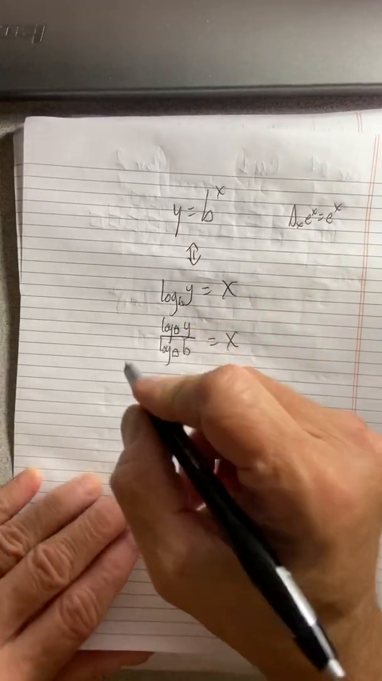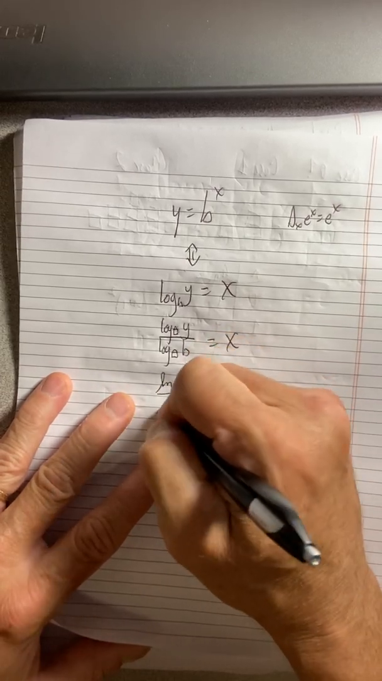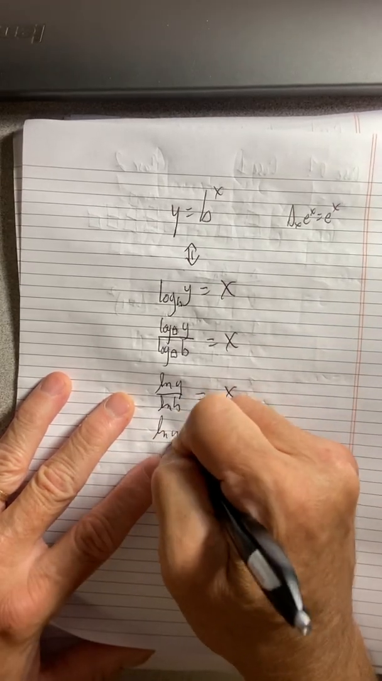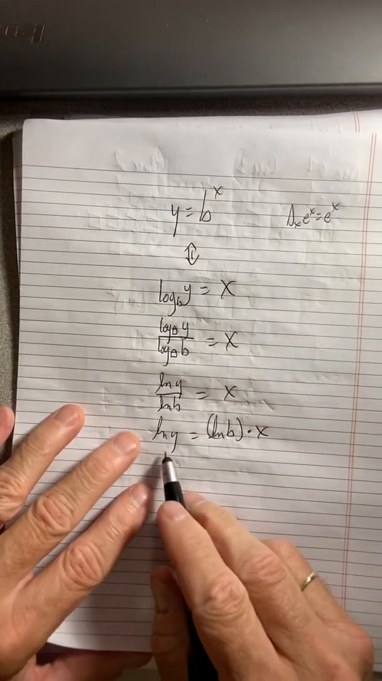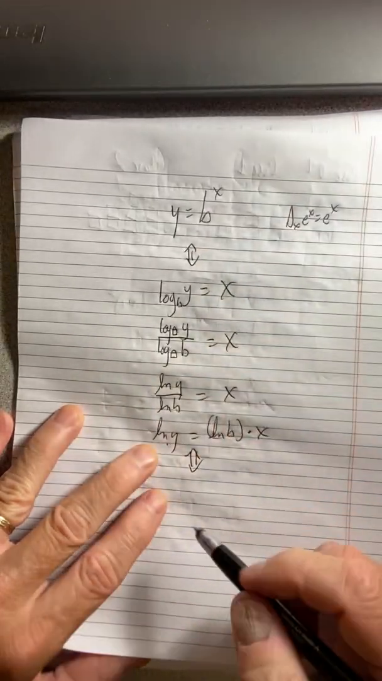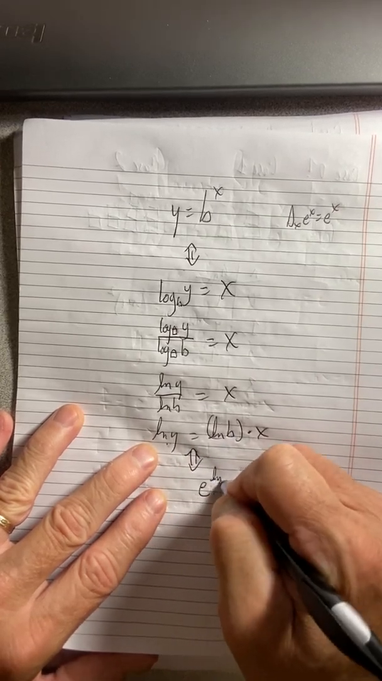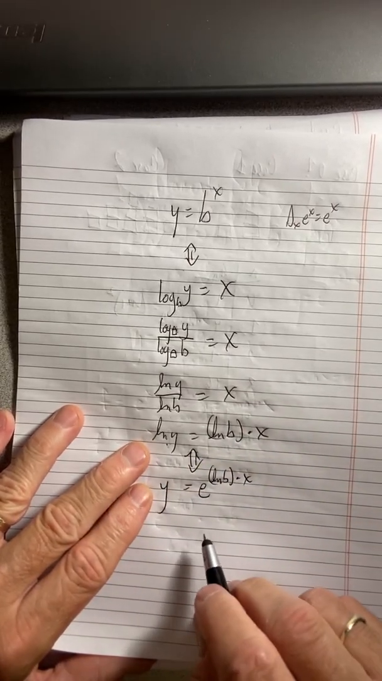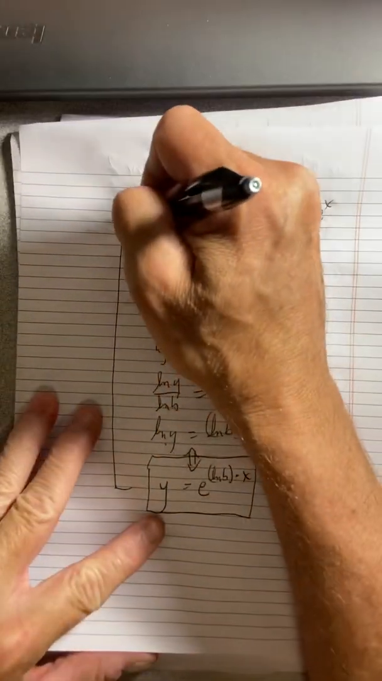Now, the flavor of cupcake that we want is base e. So we want to make it the natural log of y over the natural log of b equals x. And we're going to multiply both sides to get natural log of y is equal to the natural log of b being multiplied by x. And then we're going to say, oh, this is base e, so we're going to use the definition of exponentiation and logs again, and we're going to say e to this times x is equal to y. Oh, look, this function right here is equivalent to this function.